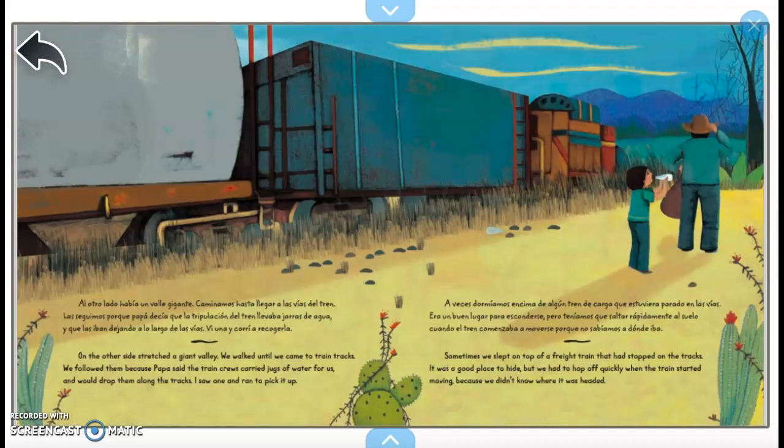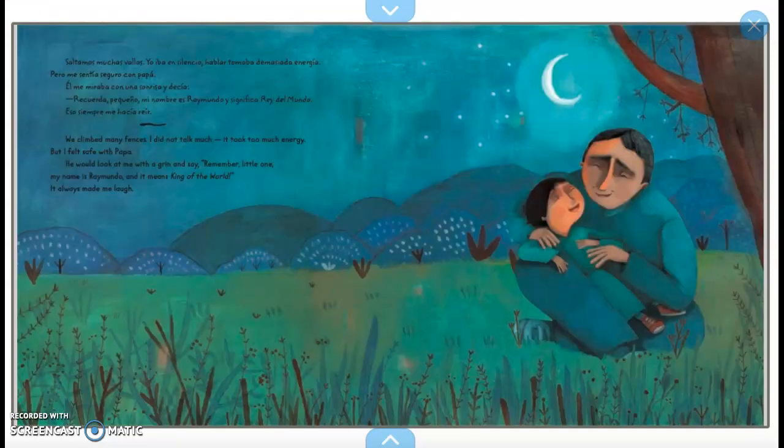Sometimes we slept on top of a freight train that had stopped on the tracks. It was a good place to hide. We had to hop off quickly when the train started moving because we didn't know where it was headed. We climbed many fences. I did not talk much. It took too much energy, but I felt safe with Papa. He would look at me with a grin and say, "Remember, little one, my name is Raimundo, and it means king of the world." It always made me laugh.